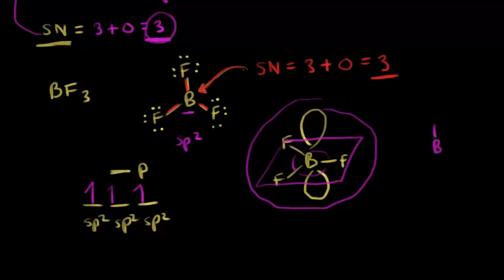So if you had boron right here, and you're thinking about a circle being 360 degrees, if you divide 360 by 3, you get 120 degrees for all of these bond angles. All right, in the next video, we'll look at sp hybridization.